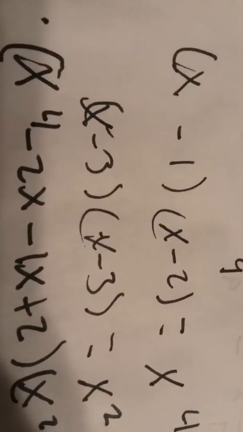multiply them all together. You're going to do it piece by piece, which is x minus 1 times x minus 2, which will equal x to the 4th power minus 2x minus 1x plus 2. And then you're going to do the x minus 3 times x minus 3, which you will get this problem.